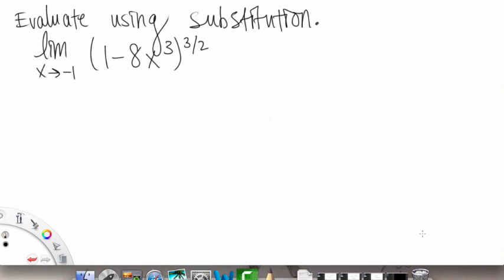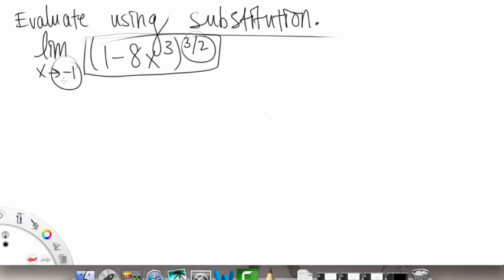For this question, we're asked to evaluate what is below using substitution. So we're going to evaluate this limit, and it says substitution, which, remember, comes into play when we know that a function is continuous at a certain point. So this implies that this function here, the one raised to the 3 halves power, is going to be continuous at -1.